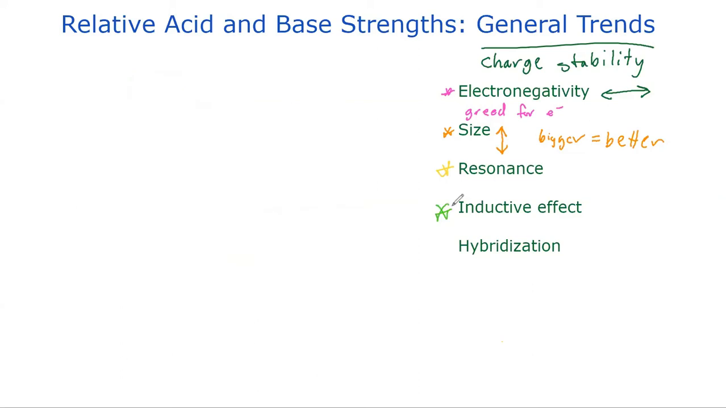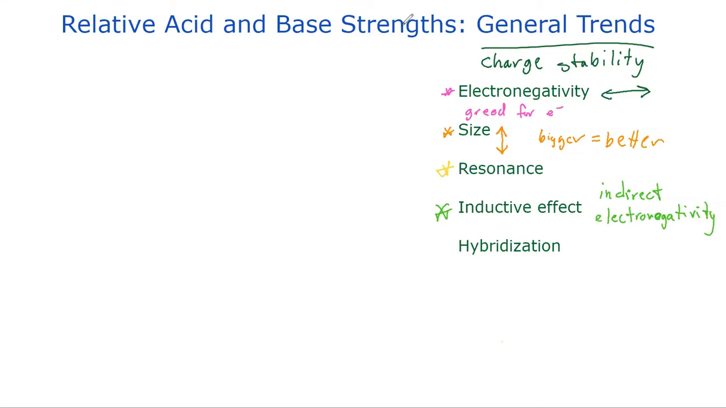When we talk about the inductive effect, we're also thinking back to electronegativity, but it's more of an indirect electronegativity. So with electrophilic aromatic substitution, we talked about the inductive effect of different original groups or substituents on a benzene ring and how that affected the reactivity. We're essentially doing the same thing here.